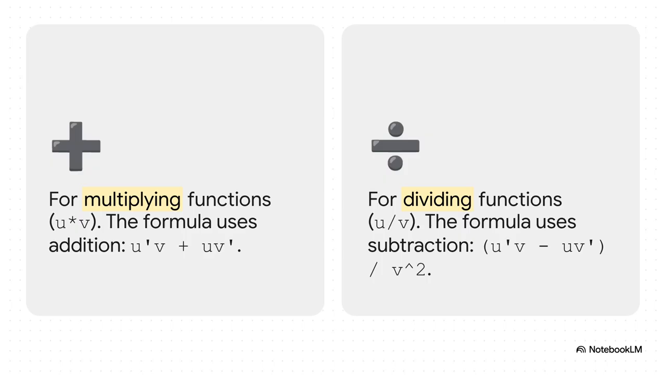Look at the top part, the numerator. They both have a uv' and a u'v component, right? But here's the key difference. For the product rule, you're just adding them. Simple. But for the quotient rule, whoa, be careful. It's a minus sign, which means the order is absolutely critical. And on top of that, you have to remember to divide the whole thing by v squared. That little minus sign and that v squared denominator, that's where people slip up. Don't let that be you.